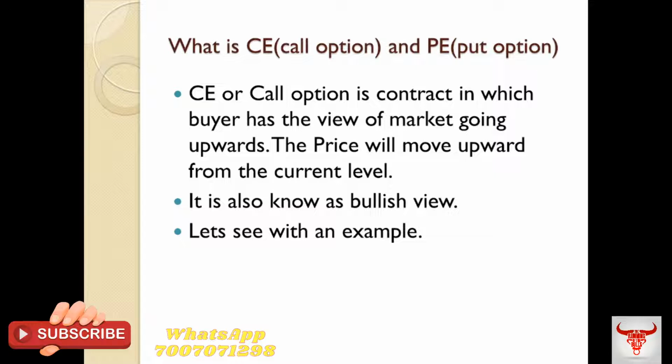For example, it is trading at 100 rupees, and we have a view that it will go to 110. We'll buy a CE. It is also known as a bullish view, and let's see one example for it.